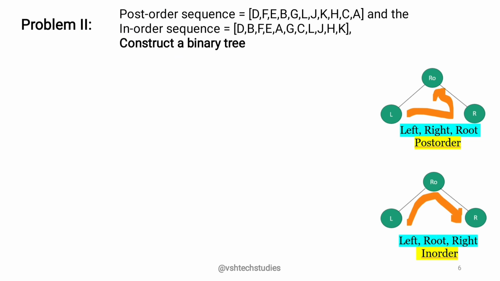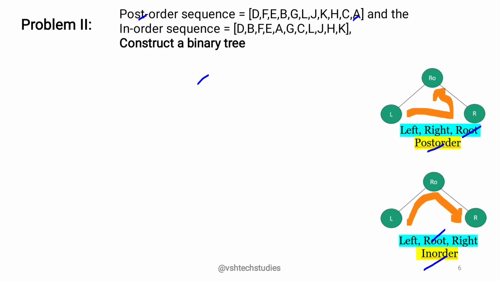Here, first we have to decide which is the root. For that we have to observe the post-order sequence. In the post-order sequence, whichever comes last is the root. Hence A is the root. Then if we draw a root here, which is the left side and which is the right side? For that we have to observe the in-order sequence. So here the root comes in the middle.